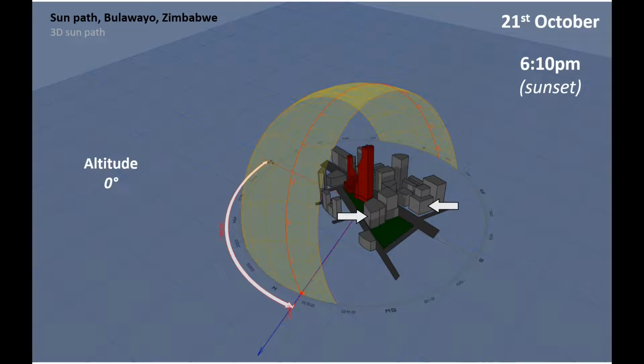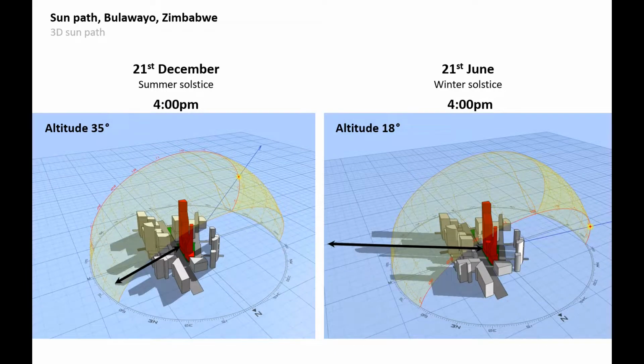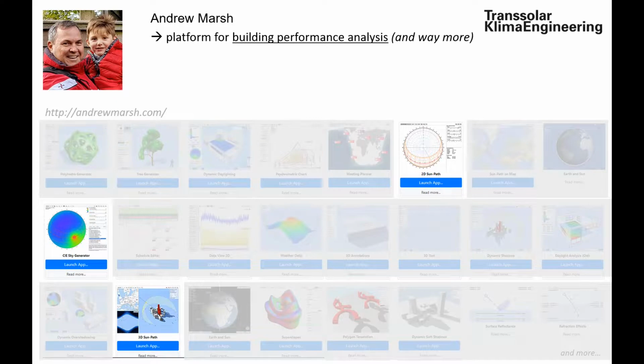There are plenty of free tools that you can find online, and this is just a comparison between the longest day and the shortest day of the year in Bulawayo, in which you see the different shapes on the ground. And as I was saying, there are plenty of free tools online that you can find, and this is just one example, the Andrew Marsh tool.